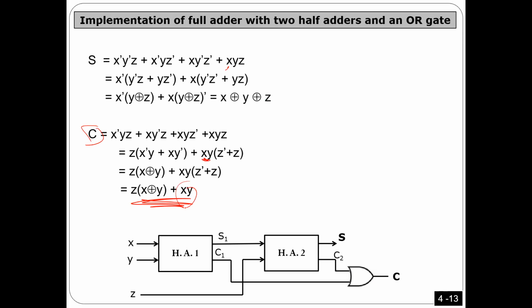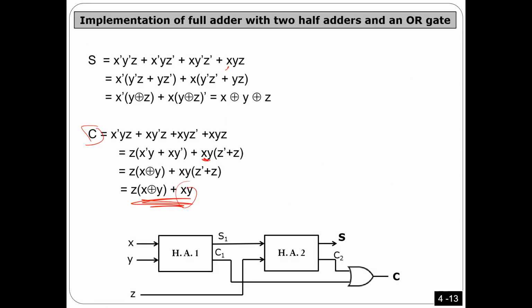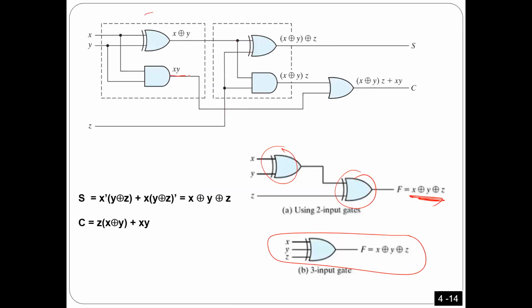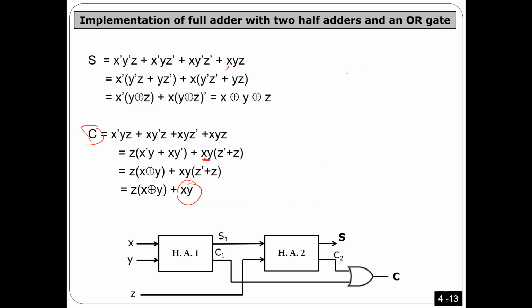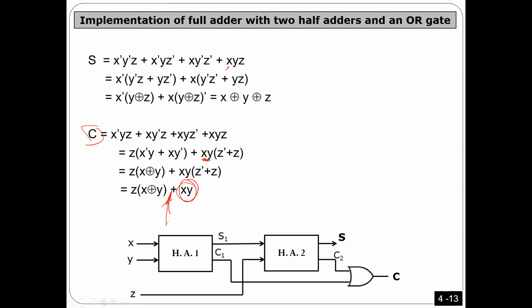The way I'm going to do it here, as you see, look here, I need this term XY. XY is actually the carry of the first one. If I input X and Y to the first half adder, the output is XY. So I need to connect an OR here, and this OR is going to get XY, which is the carry of the first one, and then it's going to get the carry of the second one. The carry of the second one is actually this term here.